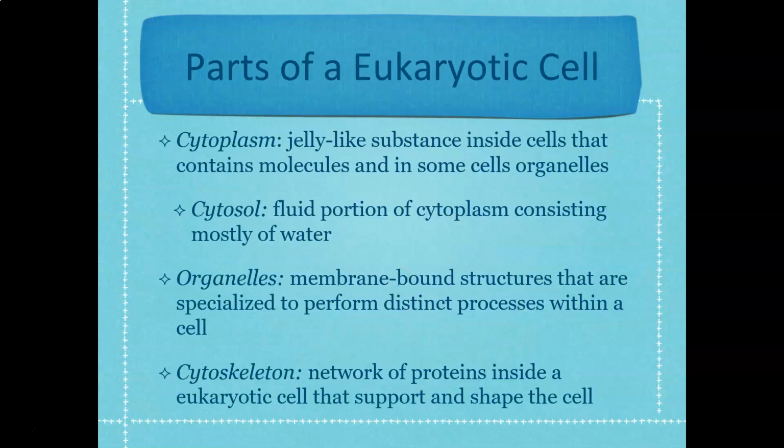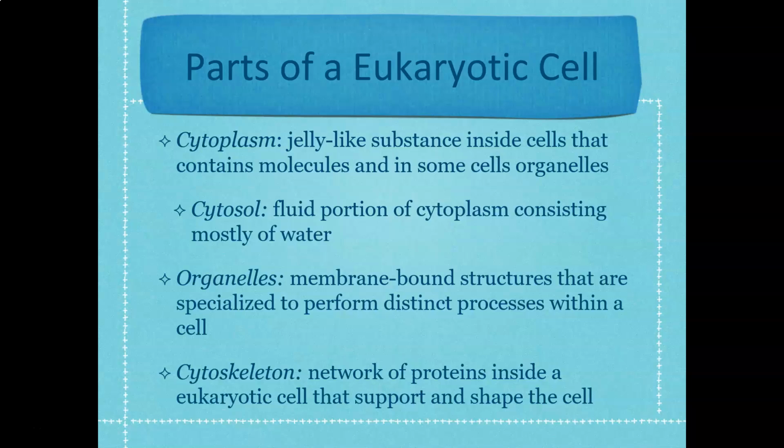So when we look at your eukaryotic cells, there are some components that are consistent across the board. And truly, these are consistent in some cases for every plant cell, every animal cell. They're all going to contain at least these components in general. First one is just your cytoplasm. This is that jelly-like substance that's inside your cells. It contains the molecules, the chemicals, your organelles. It's just kind of everything inside the cell membrane.